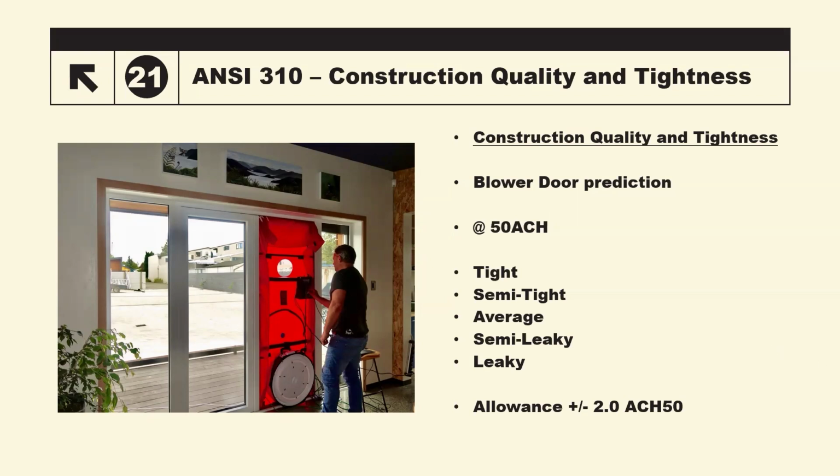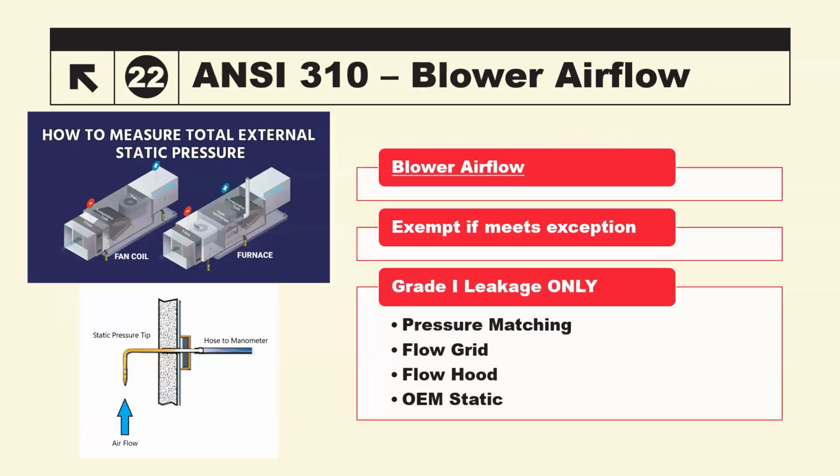But there's an allowance in the standard that allows for a plus or minus 2 ACH. In my opinion, as an energy rater, that's huge, but I understand the allowance for that part of it. And then we move on to step 3. Step 3 is blower fan airflow verification.